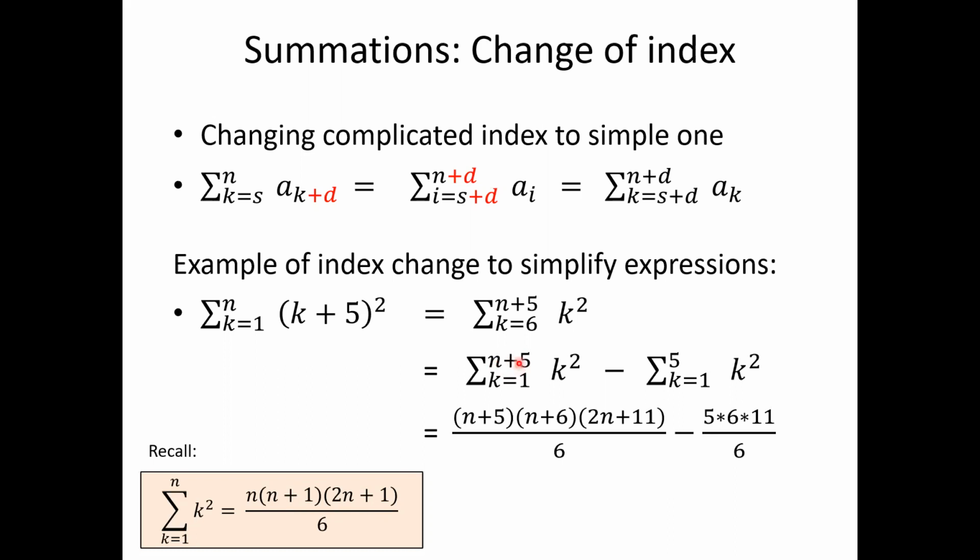And if my n is n plus 5, then these terms become n plus 5, n plus 6, and twice n plus 5, which is 2n plus 10, plus 1, so it's 2n plus 11. And I divide by 6, right? And here I just use this formula with n equal 5. So I have 5 times 6 times 11. And boom, I have now a closed formula for this thing.